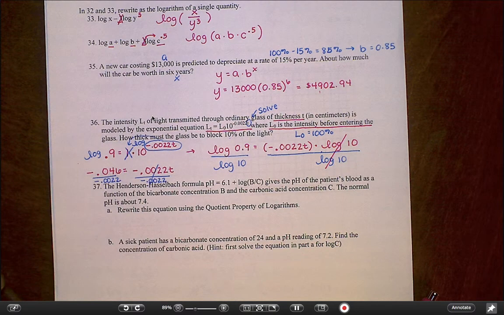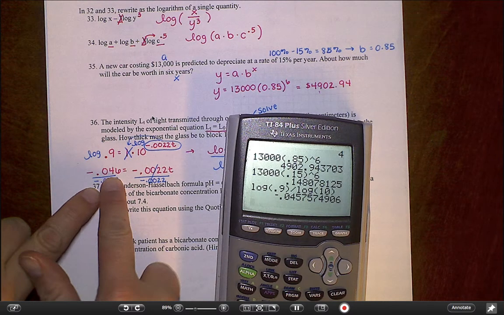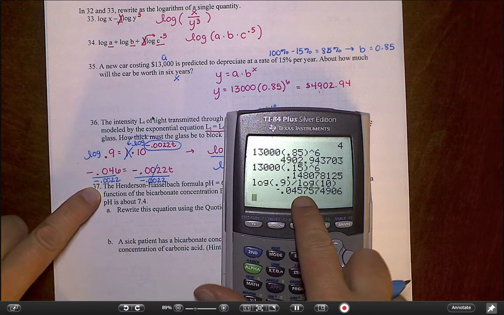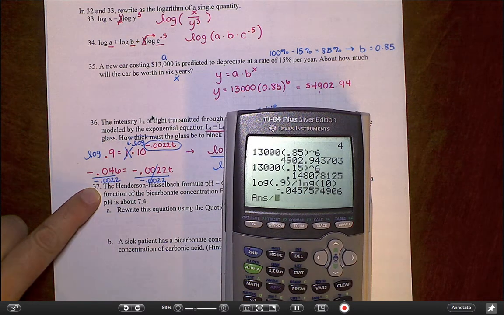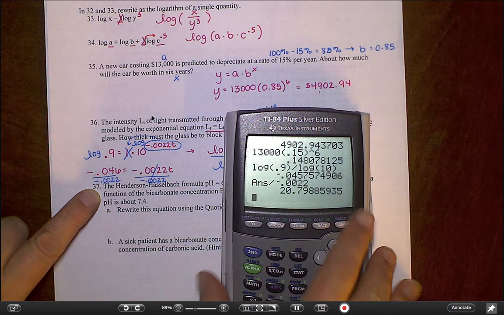Okay. When I go to do this division, I'm not going to type in negative 0.046. I'm going to keep this decimal here, and I'm just going to say divided by negative 0.0022. That's going to give me a much more accurate answer. Okay? And I get 20.79.